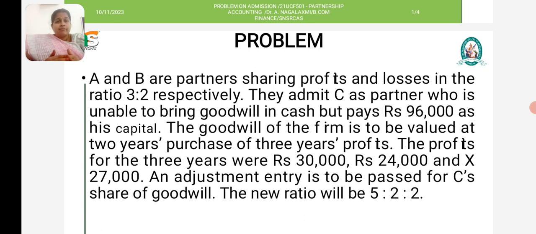So after calculating the goodwill, we have to calculate the actual share of goodwill to be brought in by the new partner C. For that we have to pass an adjustment journal entry. After that we have to make the calculation. Here they have given additional information, the new ratio of all the three partners, two old partners and the new partner, that is 5:2:2. Now this is a problem. We are going to find out the solution for that.